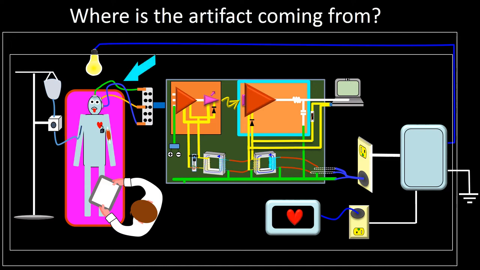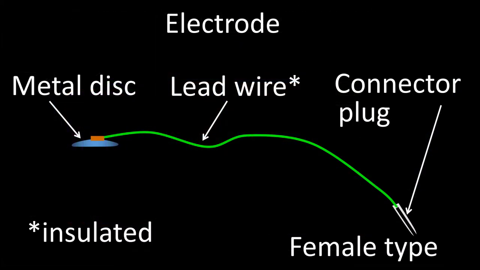I will start talking about electrodes. An input board. Electrodes have three components: metal disc, lead wire, and connector plug. The connector plug is a female type.